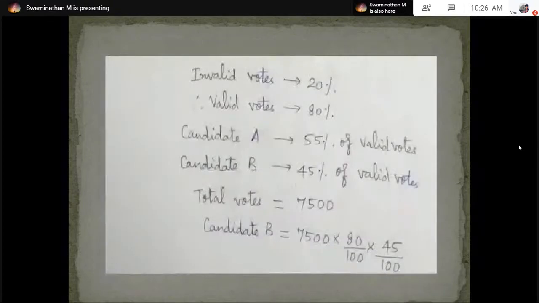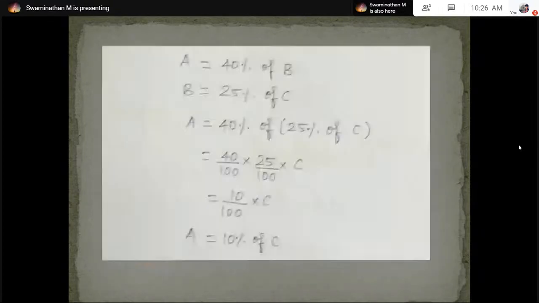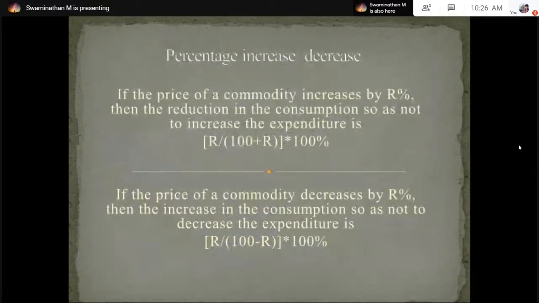These are some basic problems, and the formulas start here. One is percentage increase or decrease. If the commodity price increases by R%, then the consumption has to be reduced by R by 100 plus R into 100%. If the commodity price is decreased by R%, then the consumption has to be increased by R by 100 minus R%. This is one thing.